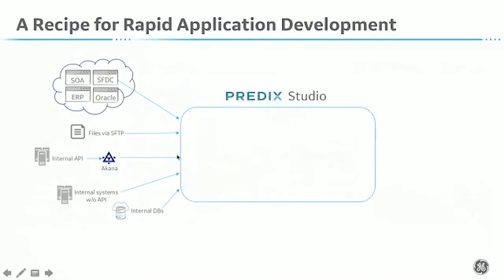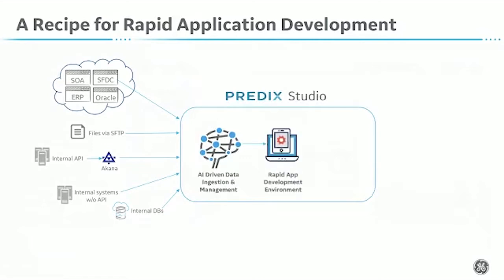And she needs to follow that recipe for rapid application development. So she's going to start with that automated data integration. It's going to pull data from those 10 data sources via secure file transfer, APIs, not APIs, databases, uploading CSVs, you name it. There's a way to get that data into Predix Studio. And then we're going to do that AI-driven data ingestion to build an asset model for her.